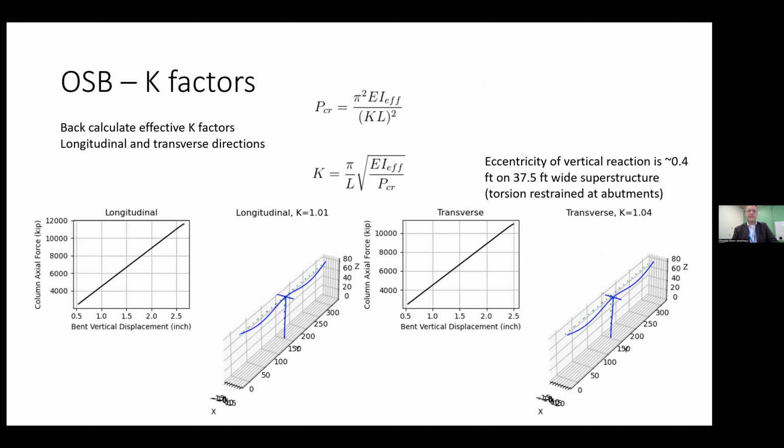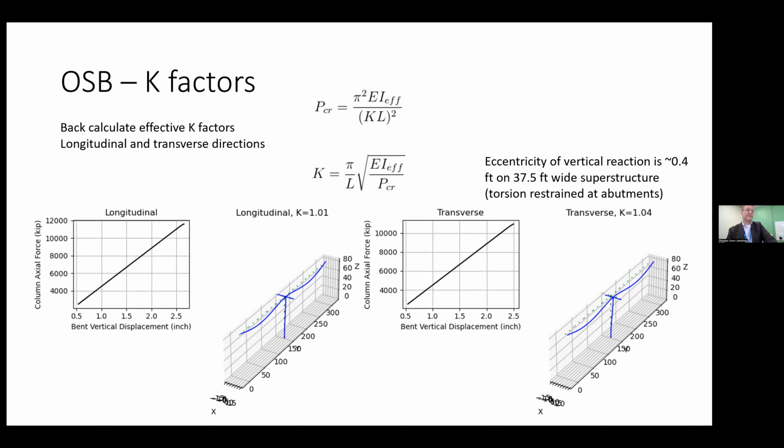column. Just from Euler's equation, which I think we've all seen, P critical equals pi squared EI over KL squared. You can solve for K. So we know pi, we know L. We know EI effective, which was just 80% of the gross, and then whatever the critical axial load is in the column when we lose 60% of the stiffness, we can back calculate K.